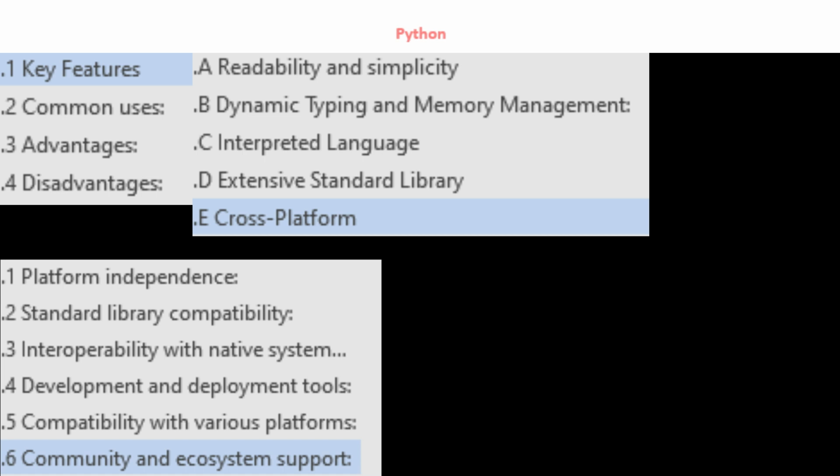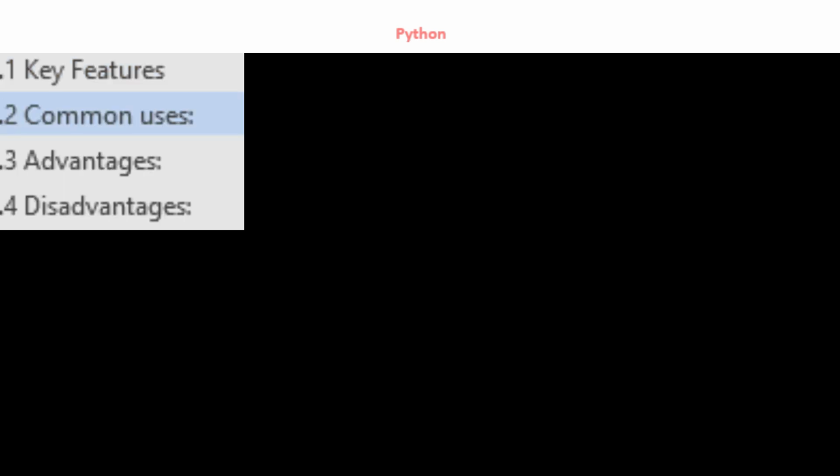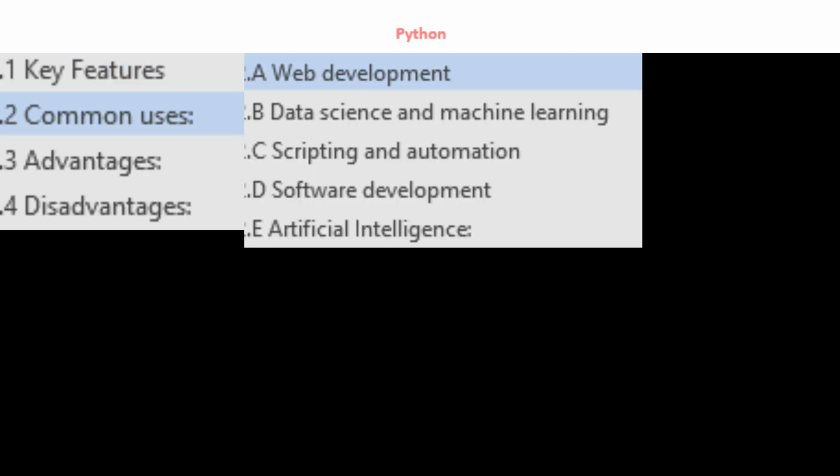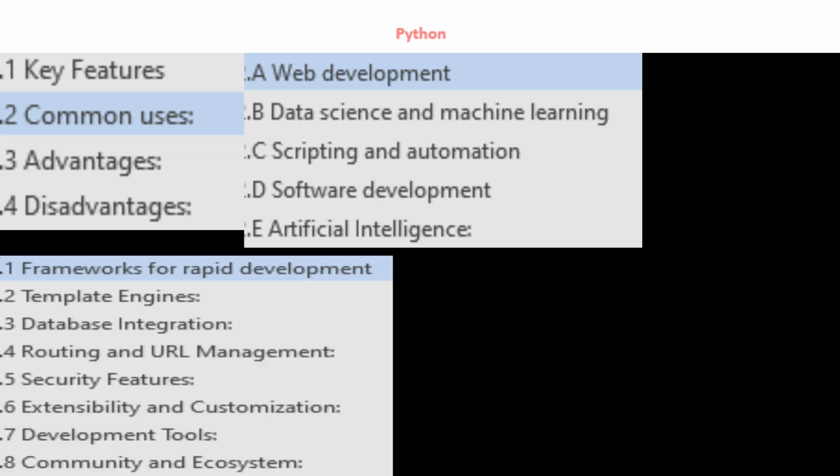Libraries and frameworks. A wealth of libraries and frameworks support cross-platform development, making it easier to write code that runs consistently across different systems. Example, libraries like NumPy and Pandas are designed to work on all major operating systems, facilitating data analysis tasks regardless of the platform. Common uses. Web development frameworks like Django and Flask facilitate rapid web development. Frameworks for rapid development. Django.